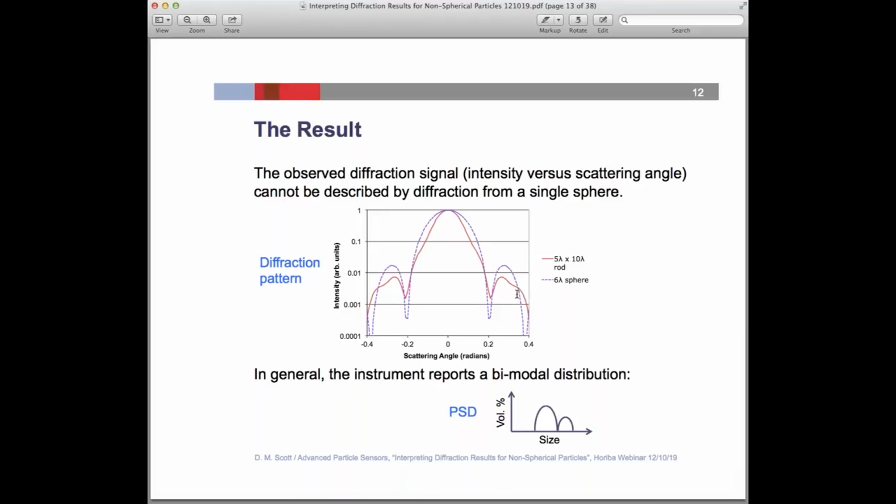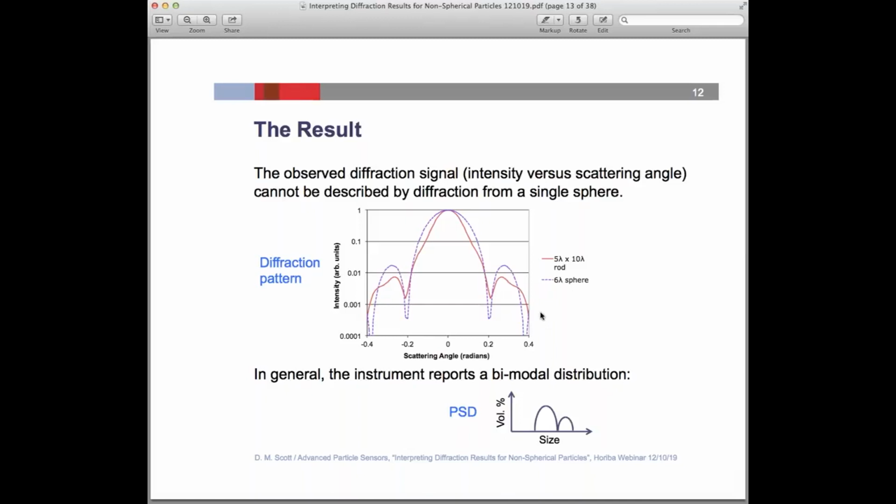The red line is the diffraction pattern. We're showing intensity versus scattering angle, and it's the diffraction pattern for a rod which is 5 lambda by 10 lambda. Lambda is the wavelength of the light, and when you're doing calculations such as this, it's quite nice to put things in terms of the wavelength of the light, because then the math becomes easier. So in these diagrams, you'll see me referring to so many wavelengths of light. This is basically a 5 by 10 rod, and it looks very similar to the pattern for a 6 lambda sphere, but it's clearly not the same.